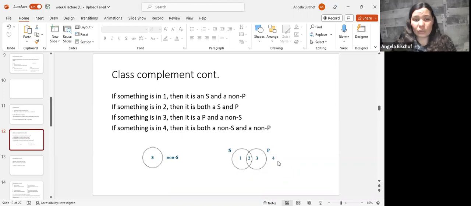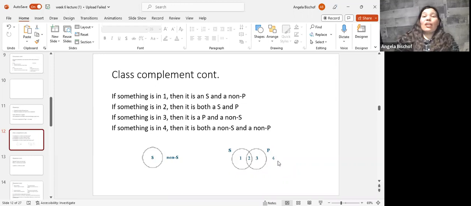So here's what the book says. If something is a 1, then it's an S and a non-P. If something's in 2, then it's both an S and a P. If something's in 3, then it is a P, but it's a non-S. And if something's in 4, it's a non-S and a non-P. But notice that, like, that matters. Think about the statement I keep using, right? All dogs are mammals.